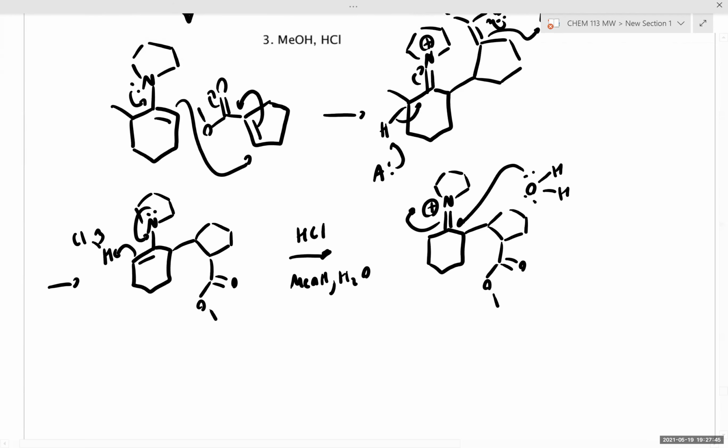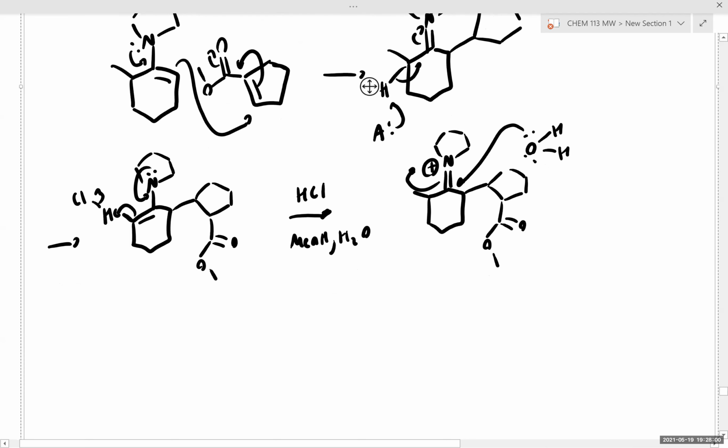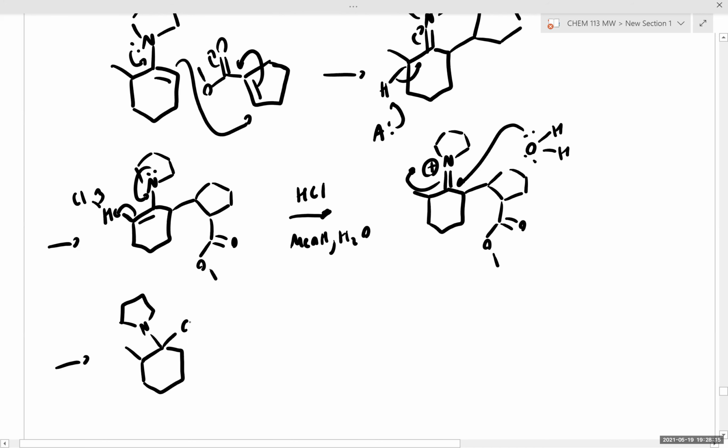Is there supposed to be a methyl group? Yeah, we forgot the methyl group. There we go. So we attack our iminium ion, and now we get a tetrahedral intermediate. So how do we push this reaction to favor loss of our amine? How do we push this reaction so that we can lose our amine?